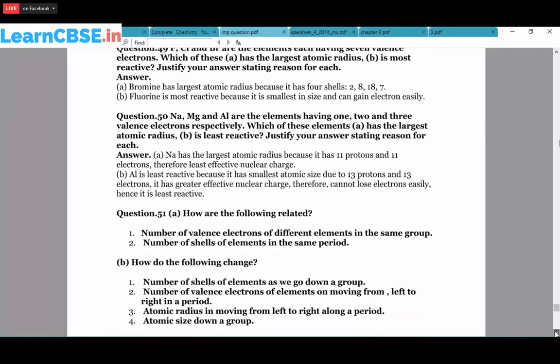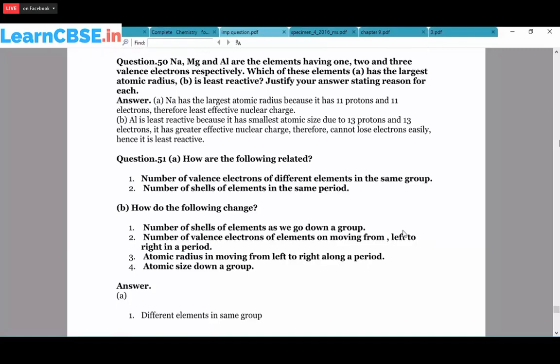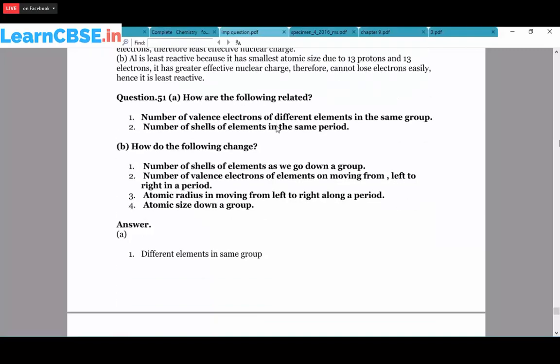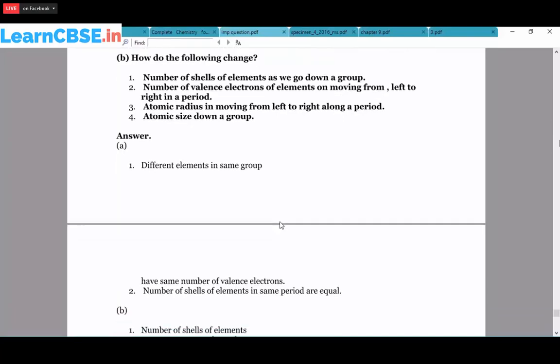Okay, next question. How are the following related? The number of valence electrons of the different elements in the same group. The different elements in the same group have the same number of valence electrons, and the number of shells of elements in the same period. It means that the number of shells is the same in the period when you move from left to right.